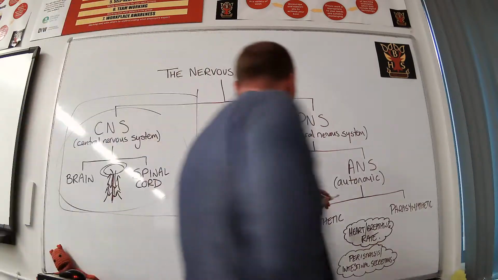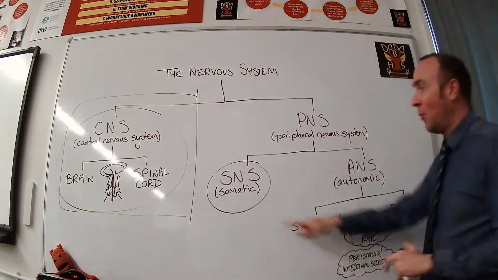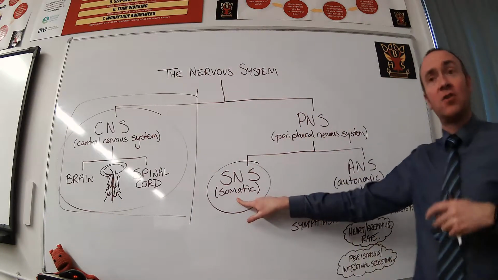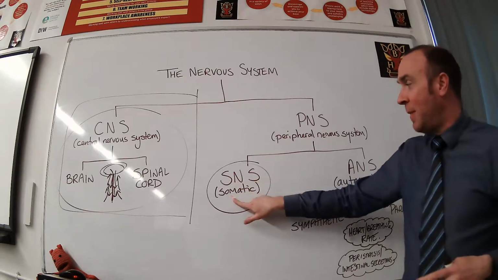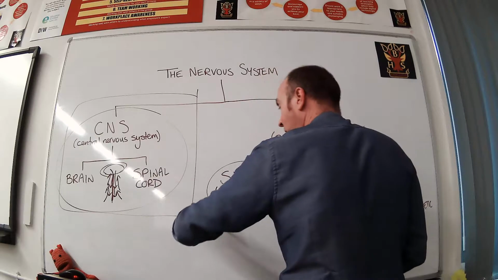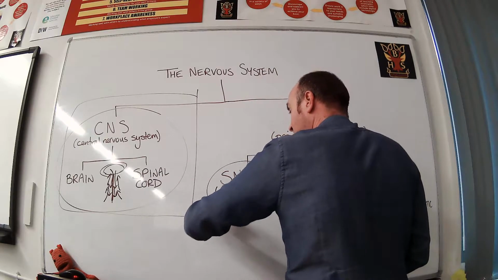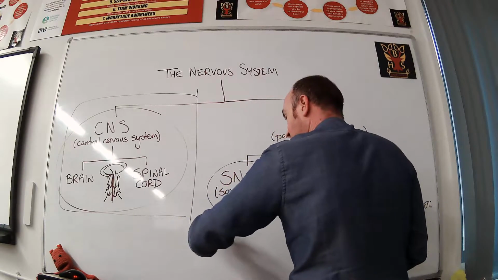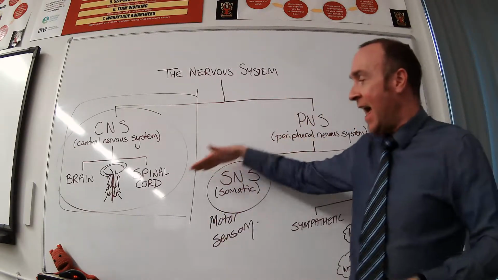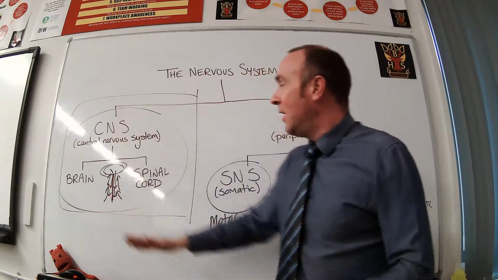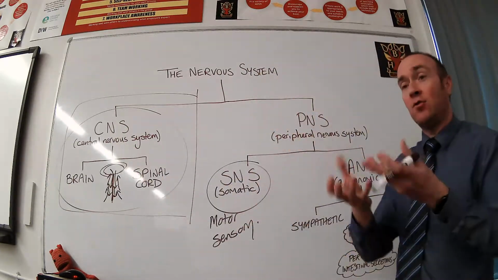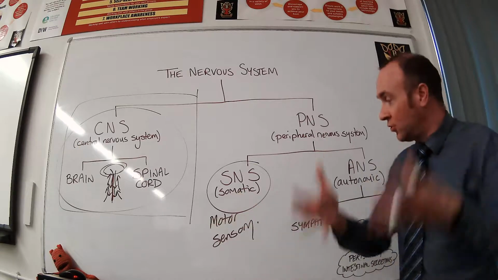So very briefly, the somatic nervous system, remember whenever you see the word somatic, it refers to the body, right? So the somatic nervous system, that consists of those nerves that I mentioned beforehand, the motor neurons and the sensory neurons. Right? So any signal being sent into the spinal cord is through sensory neurons, and any signal being sent out of the spinal cord is through motor neurons.